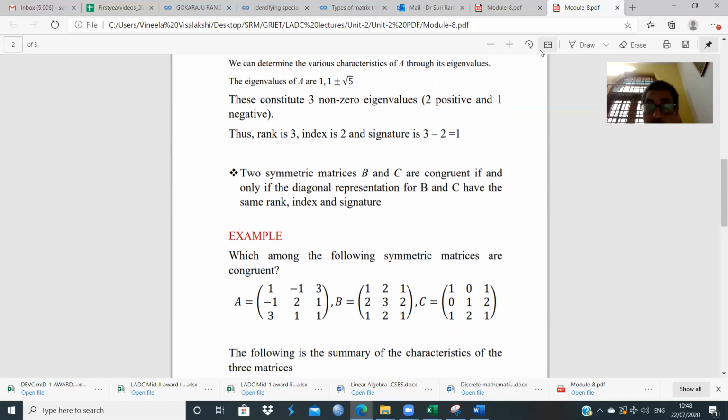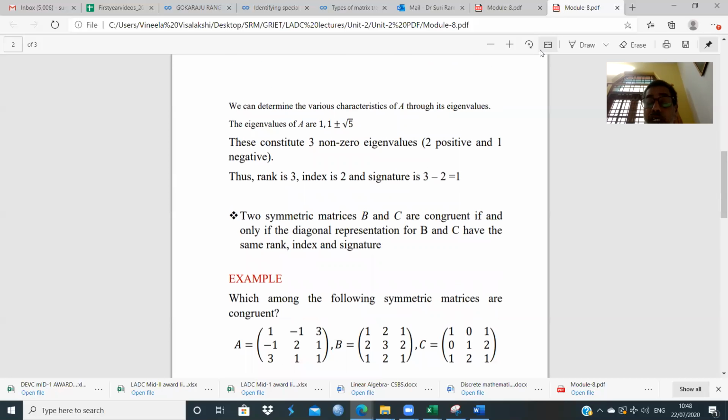So when you are given a quadratic form and you want to discuss the rank, signature, and index, you have to first build the symmetric matrix out of that. And then you can find the eigenvalues. And once the eigenvalues are there, you can study their signs and then count the number of non-zero eigenvalues and declare the rank. Count the number of positive eigenvalues, declare the index. And the number of positive eigenvalues minus the number of negative eigenvalues can be expressed as the signature.